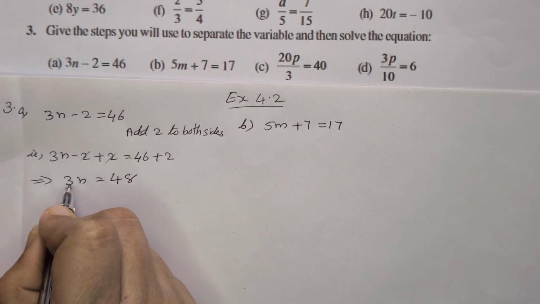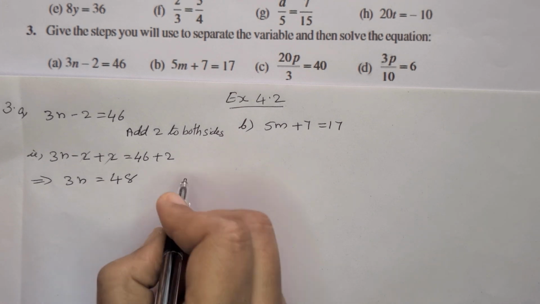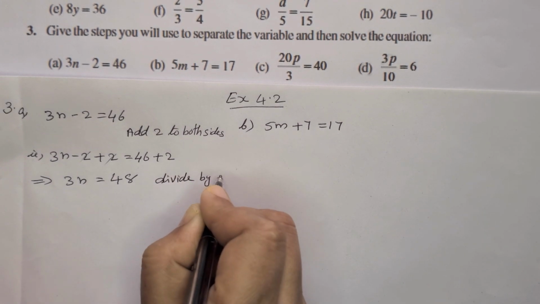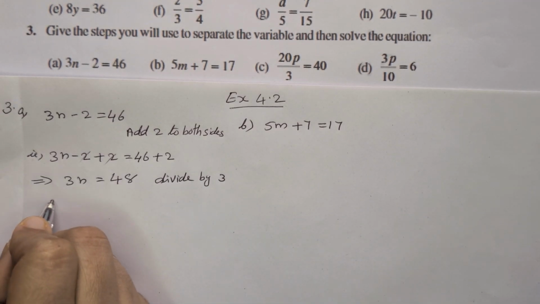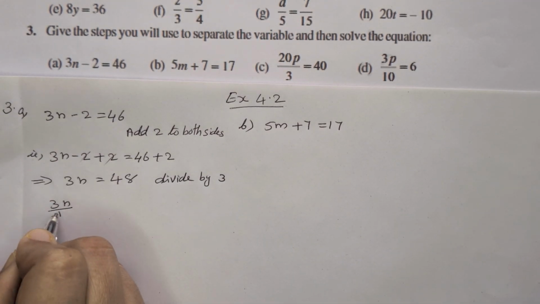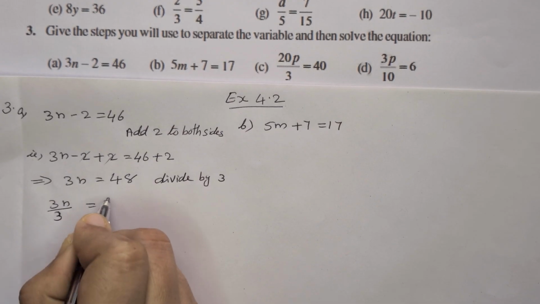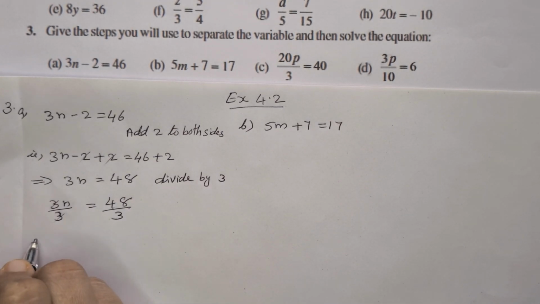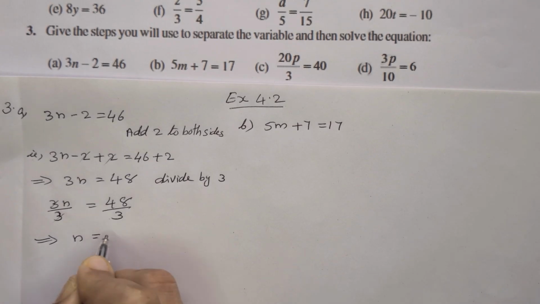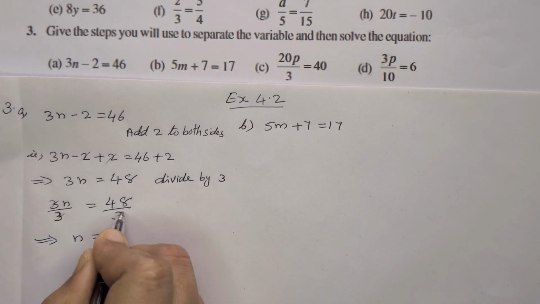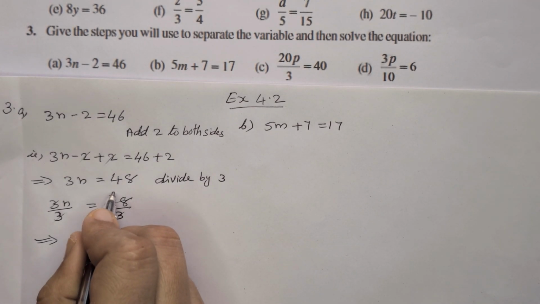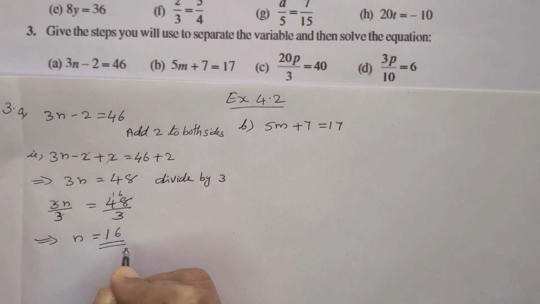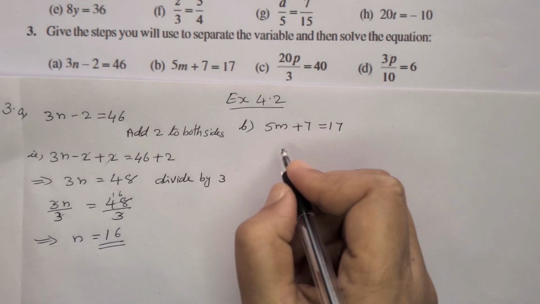Now again we have to remove this 3 from left side. For that, divide by 3. Now when we are dividing, 3n by 3 is equal to 48/3. 3 and 3 we can cancel. That means n is equal to, when we are dividing, 16. N is equal to 16. Same way B.